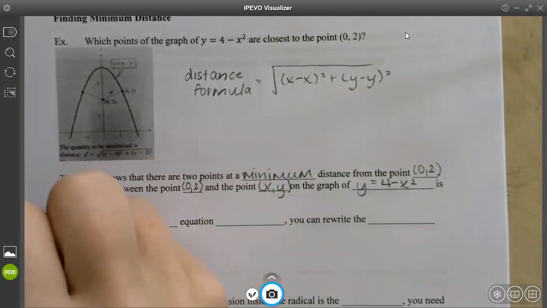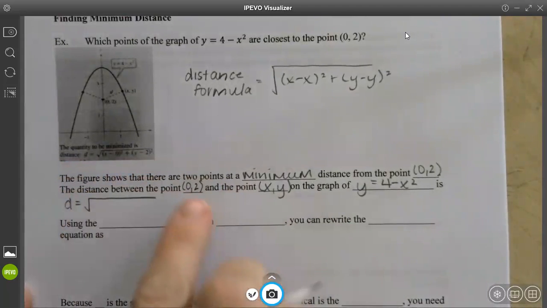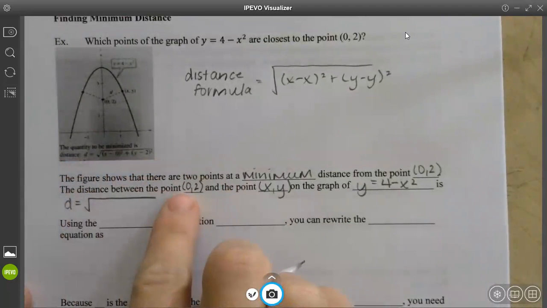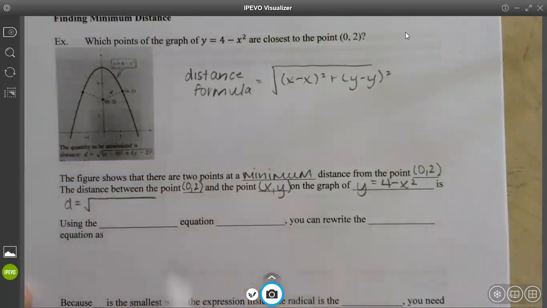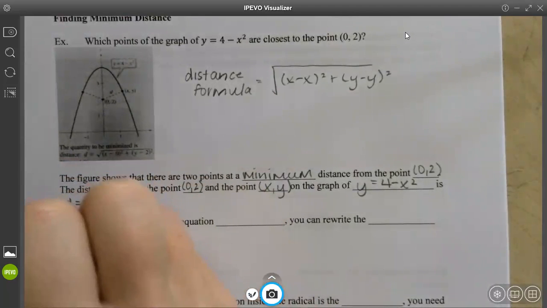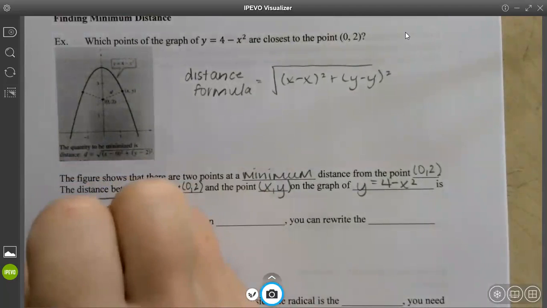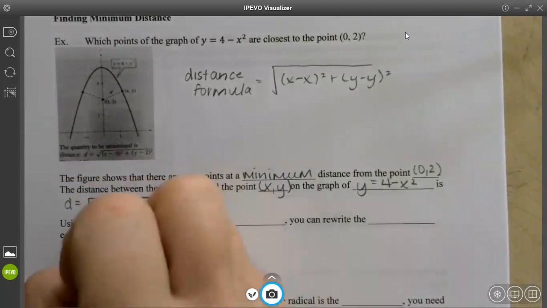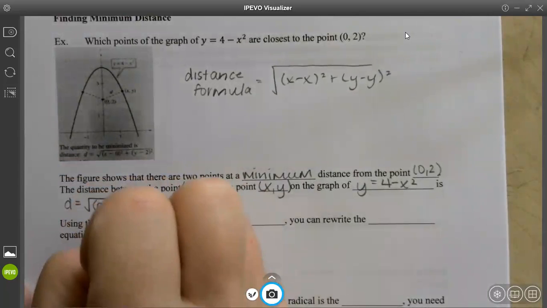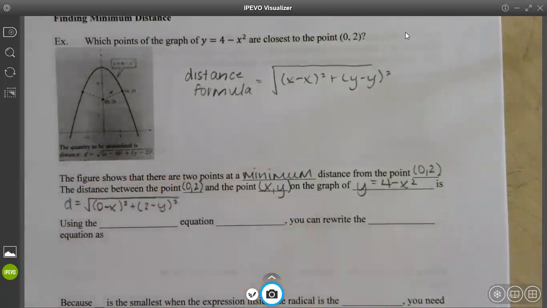So the distance is the big fat square root. Your first x is 0 and your second one is x. So 0 minus x squared. Your two y's are 2 and y. So 2 minus y squared.